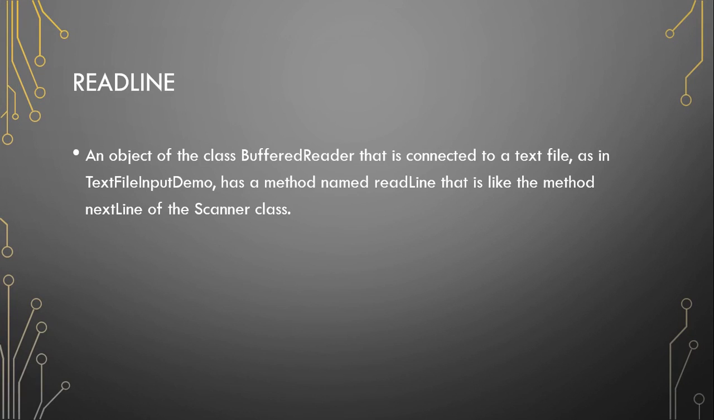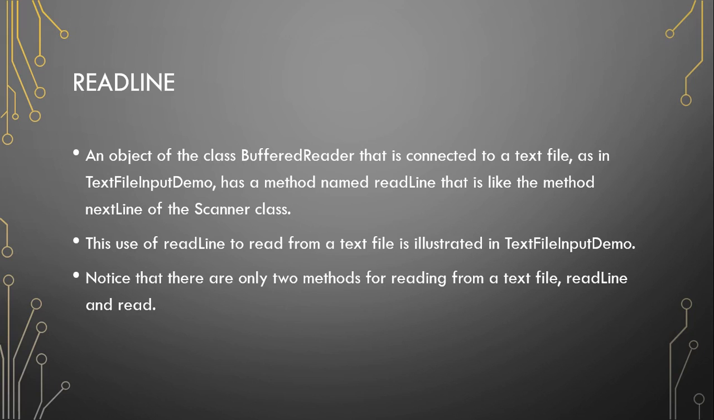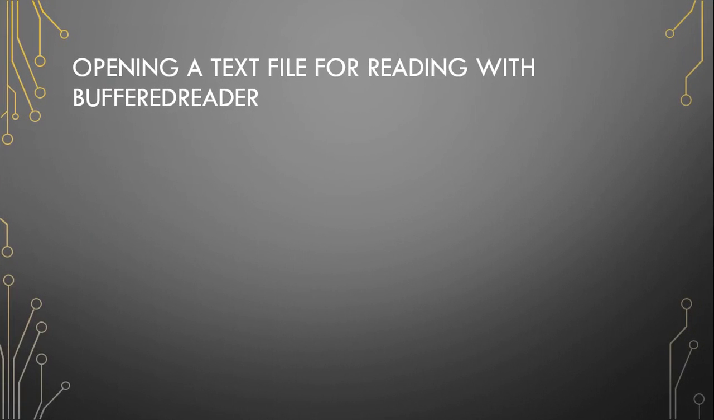Additionally, you'll notice that we talk about readLine here. An object of the class BufferedReader that is connected to a text file, as in the text file input demo, has a method named readLine that is like the method nextLine of the Scanner class. So they're very similar in that regard. Now, this use of readLine to read a text file is illustrated within our text file input demo. You'll notice there are only two methods for reading from a text file, though: readLine and read. All right, and there are some advantages to that and also some disadvantages.